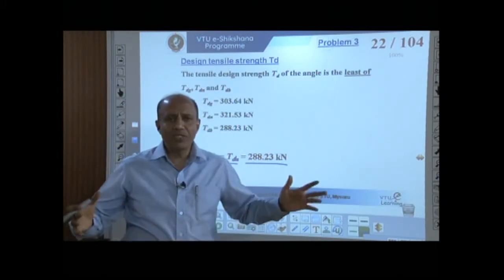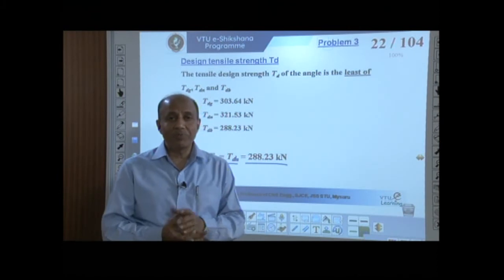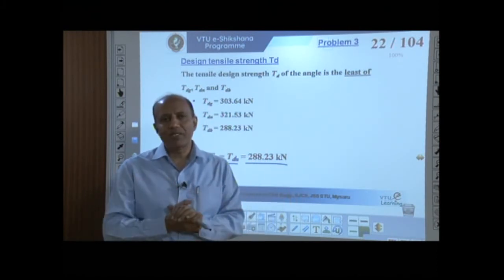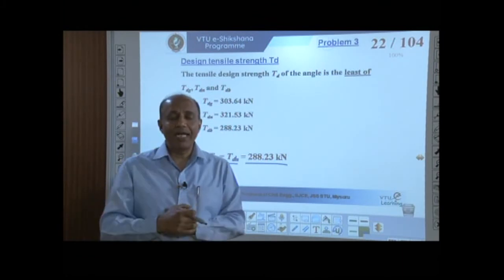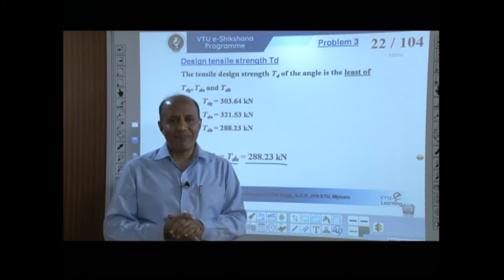We are just trying to use the same procedure. We had used the same procedure even when we had solved problems in plates, correct? This is for angles, with that small change with respect to net rupture. I hope you can easily manage even with such kind of examples.